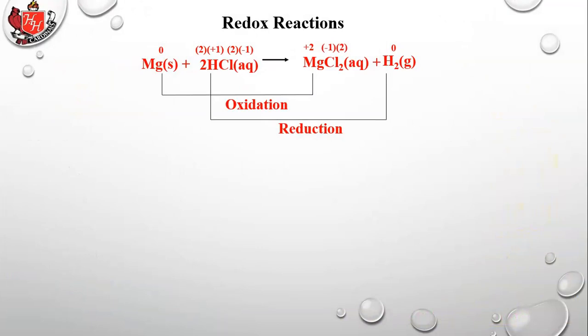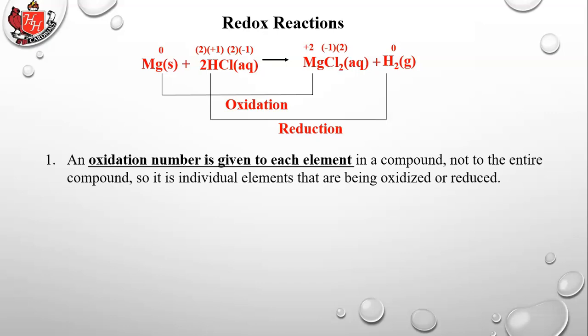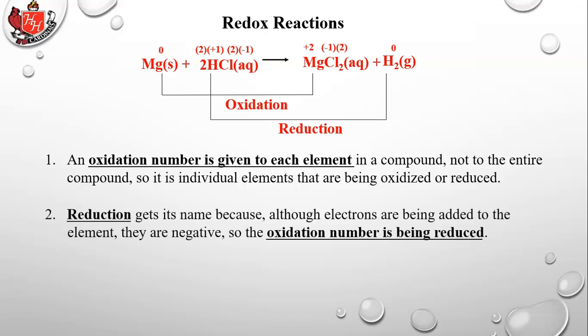Okay, so here's an example of a redox reaction. So let's look at this, and let's look at the rules. An oxidation number is given to each element in the compound, not to the entire compound. So you notice every element up above has a charge number assigned to it, and that's multiplied by the number of atoms that it contains. So it is individual elements that are being oxidized and reduced, not an entire compound such as MgCl2 or HCl. It's each element you look at to see whether it's oxidized or reduced.